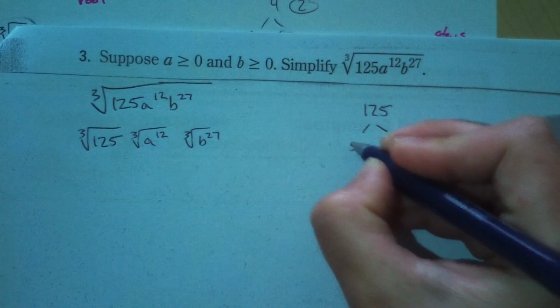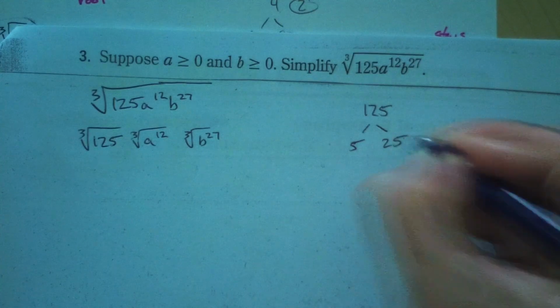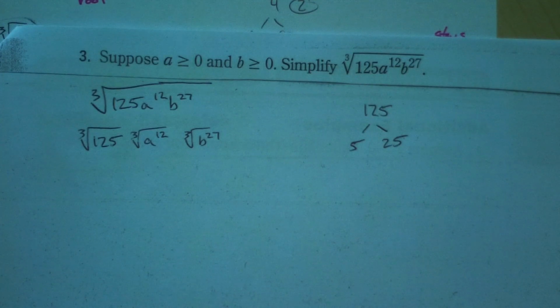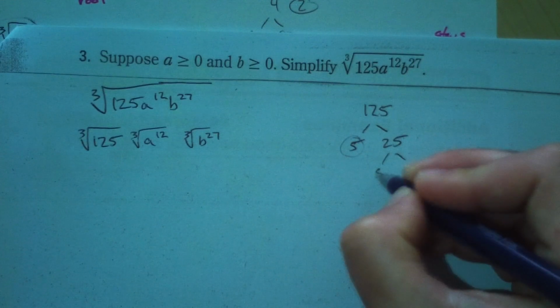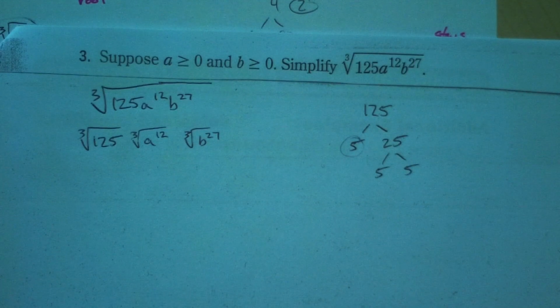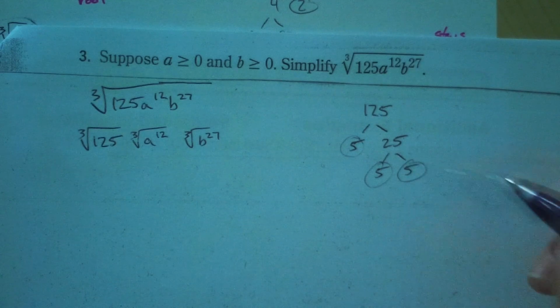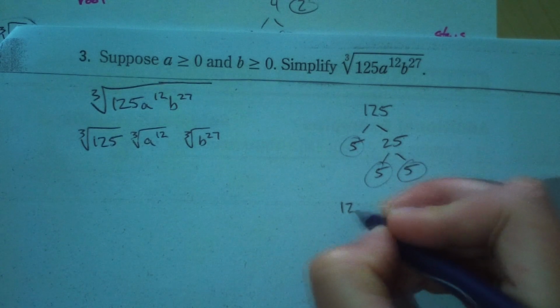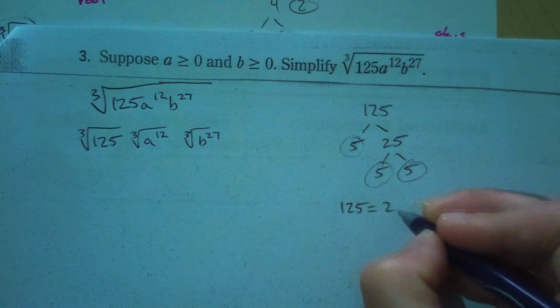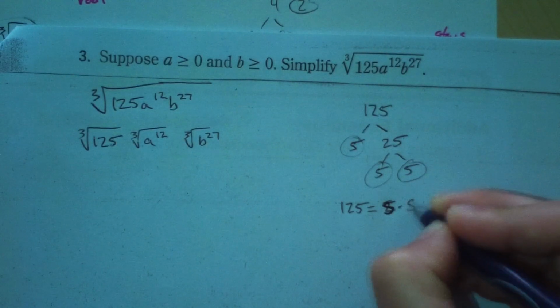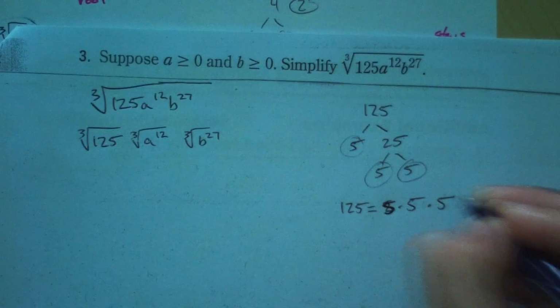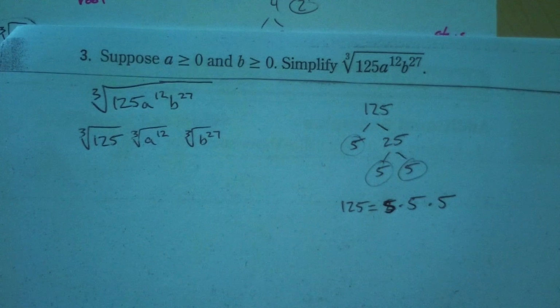And then 48, you could go 2 again if you wanted to. You can also go 4 and 12, if you knew that one off the top of your head. I'm going to go 4 and 12, but you could also go 2 and 24 if you wanted to, doesn't matter. And then since I went 4 and 12, I'm going to go 2 and 2 for the 4. 12, I think I'm going to go 3 and 4. So 3 is prime, 4 we'd have to take down one step further to 2 and 2.